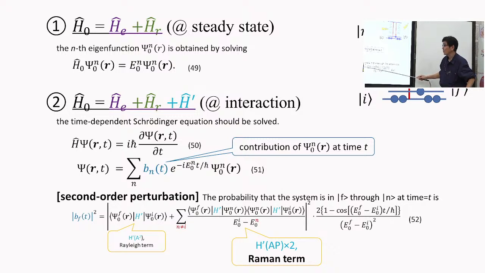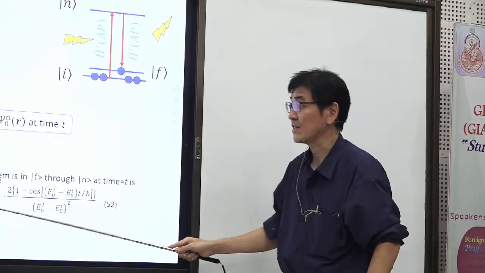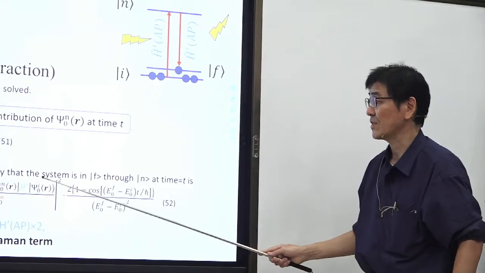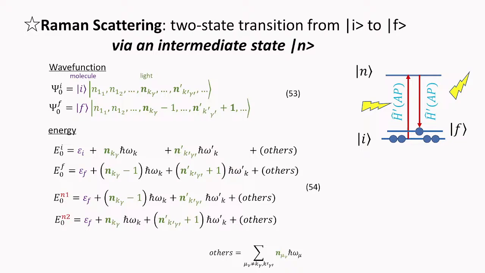So the intermediate state N appears here and here. So as a consequence of interaction, the state I goes to N. And as a consequence of the second perturbation, the state N goes to F. This is the Raman scattering process, and H prime appears twice. In particular, H prime AP appears twice. Okay? This is the description.